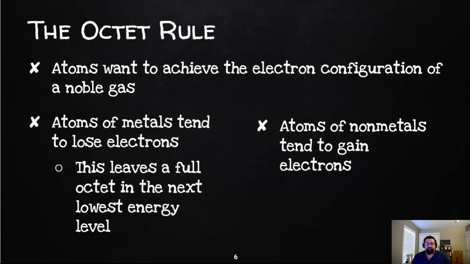Atoms of metals are going to tend to lose those electrons, which will end up leaving them with a full subshell. What we mean by this is, if we were to take a simple Bohr diagram, and we say, well, we have, what's going on here with this pen? I don't know what's going on.